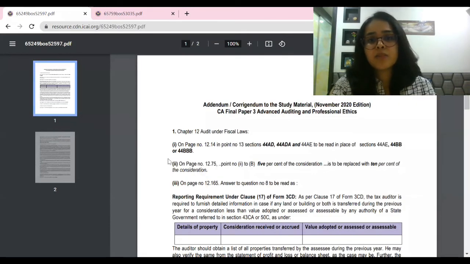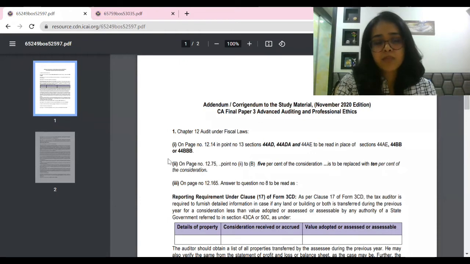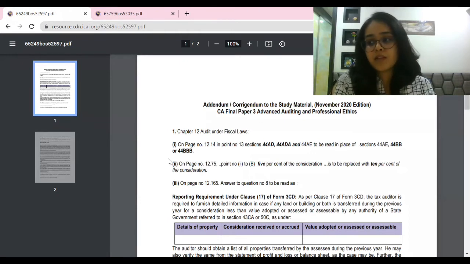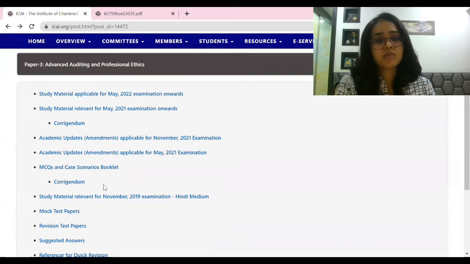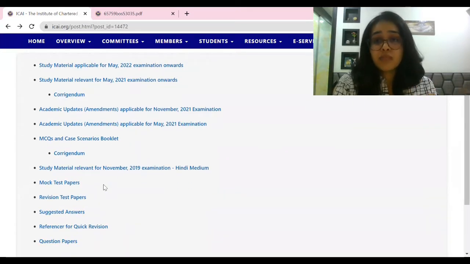It could be a simple question where a figure has been typed wrong, or it could even be some calculation error, or it could be that some more explanation is required. So all of that is occasionally inserted by ICAI through corrigendums. This could be for the study material, and it could also be for the MCQ or the case scenario booklet. So be sure that you go through it. It could also lead to a practical misconception if you do not look at the right answer. So do visit this page often.